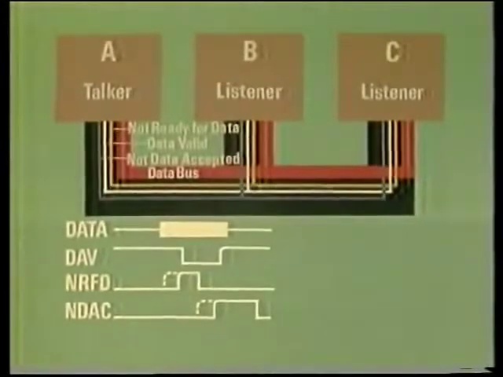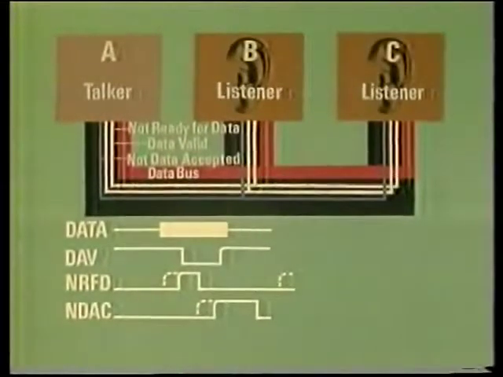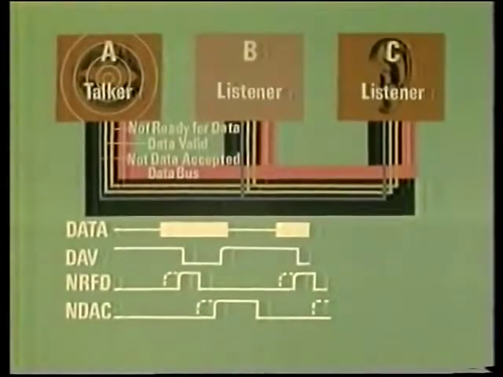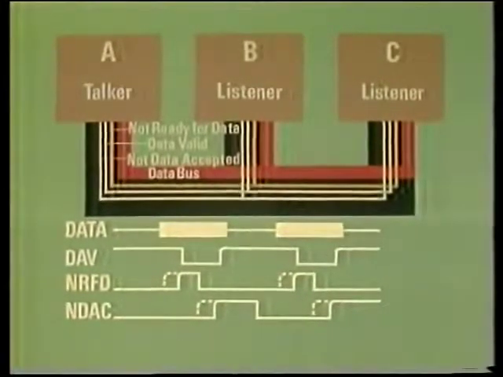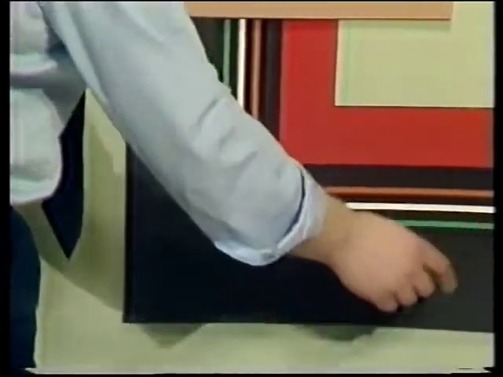Let's see it through again. B's ready, but C isn't. Now they're both ready. Not ready for data goes high, and the talker issues the data. B's finished with the data, but C still hasn't. Now C's also finished. Not data accepted goes high, and the talker withdraws the data, and so the process goes on. It's called the three-wire handshake. So we can see here that as well as the data bus, shown in red, we have the three handshake wires.